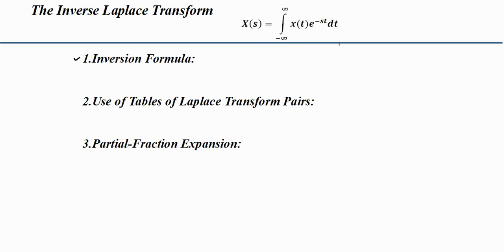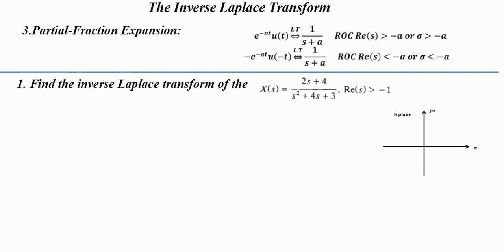One is by using the formula, and another one is the table transform method, which we already discussed in lecture 14. Now we will discuss the partial fraction method. In order to use the partial fraction method, we need the help of transform pairs. So we will discuss it with an example.